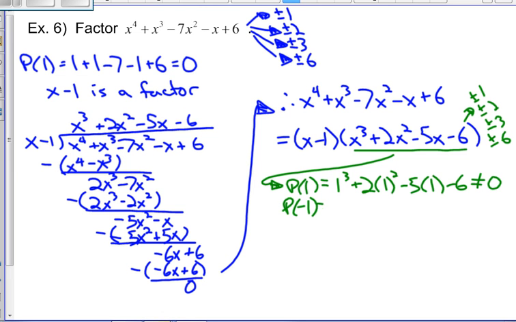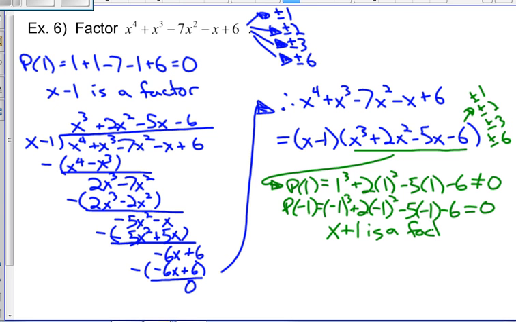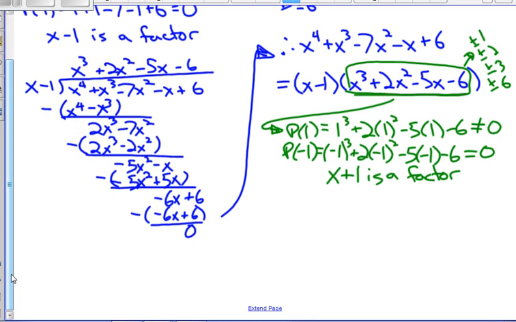Let's try it at negative 1. That will be negative 1 cubed plus 2 times negative 1 squared minus 5 by negative 1 minus 6. Yep, this one's going to work. Therefore, x plus 1 is a factor. Okay, and now all I'm dividing is this one up here. I need to break it down further. This time I'll go with synthetic division.